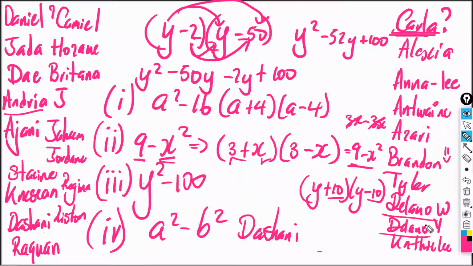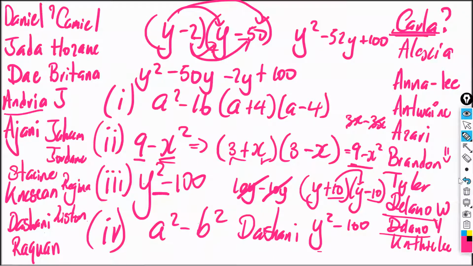Make sense now, Delano? A little bit more, sir. Yeah. So the only time it's right is when you multiply it out, you get y squared minus 100. You don't get anything in the middle. Why? 10 times y gives you 10y, and y times minus 10 gives you minus 10y. And these two cancel each other, and you get nothing in the middle. That's why there's nothing in the middle in these examples, guys.